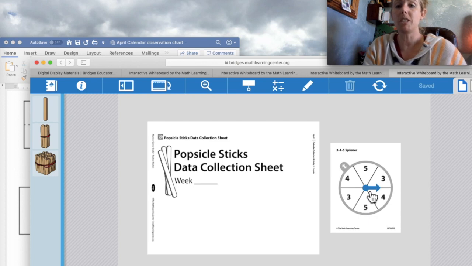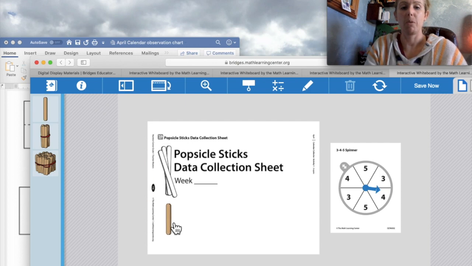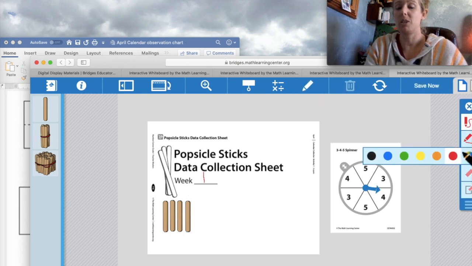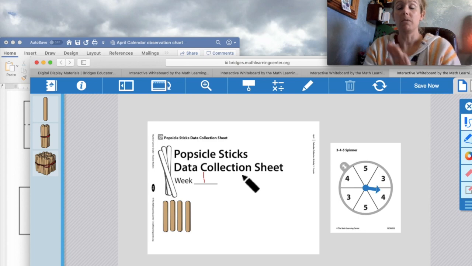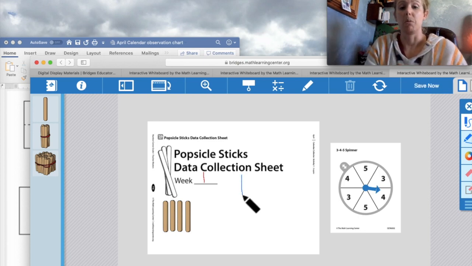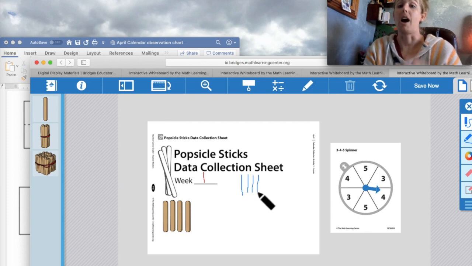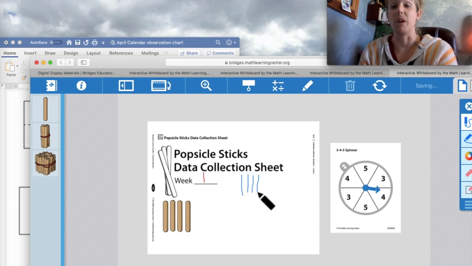And drum roll, please. Let's spin. We have 4. So we're going to put 4 popsicle sticks up on our chart. 1, 2, 3, 4. And then we're going to practice tallies. And let's do blue. So see, our 1 came back up. So for tallies, remember 4, we just have our 4 straight lines. 1, 2, 3, 4. So we have our 4 popsicle sticks that we've collected for our first day in April.